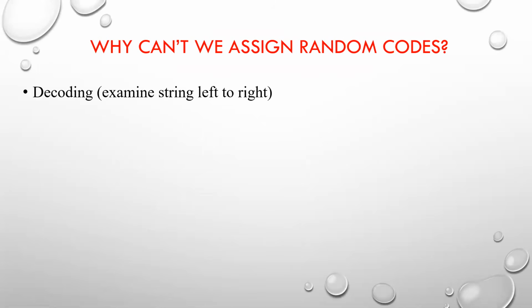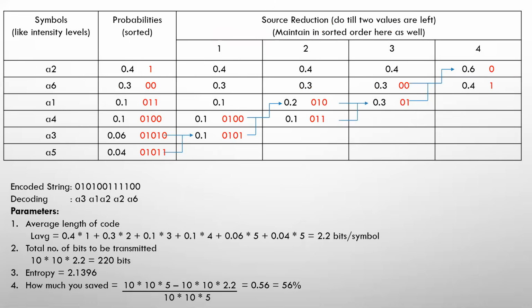Now, the question which definitely arises is: why can't I use random codes? Random codes means, okay, I just saw this has probability 1. What if I assign 0 to this, 1 to this, then 0 0, 0 1, 1 0, 1 1? See, in that case, the decoding will be very difficult, because if there is written 0 0, then I could read it as A6 two times, or as A1 one time. So it would be a hodgepodge, a mess, right?